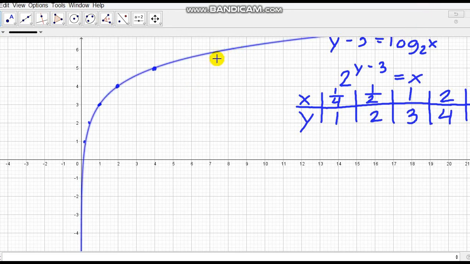This is the graph of f of x is equal to 3 plus logarithm of x to the base 2. As you can see here, it matched all the points that we had. So that's how we go around in graphing logarithmic functions. We just graph the inverse of its equivalent exponential function. So that's everything about graphing.